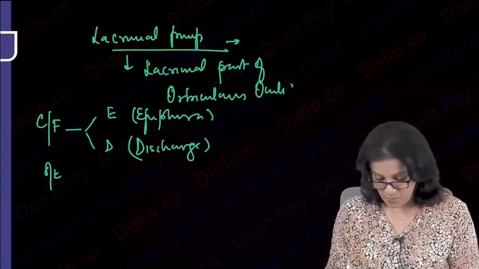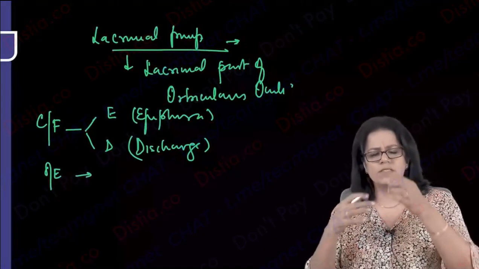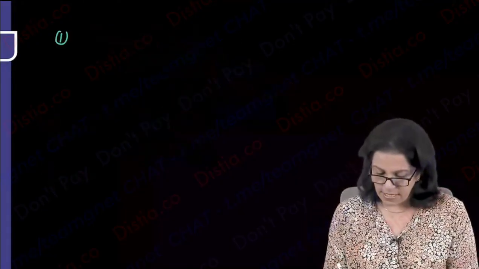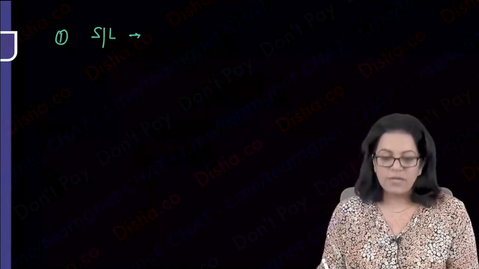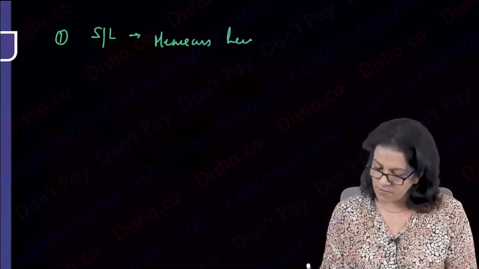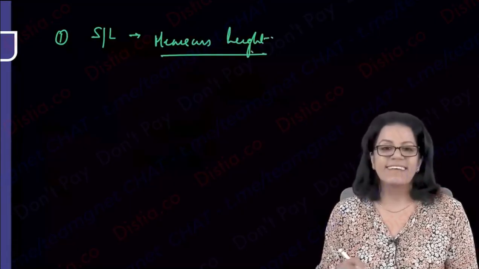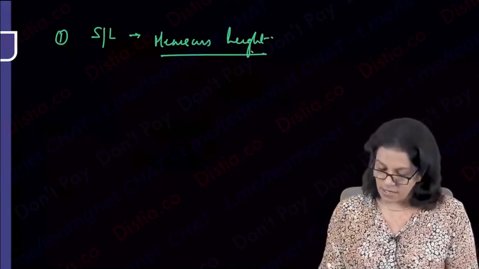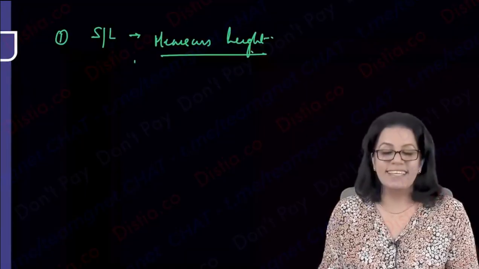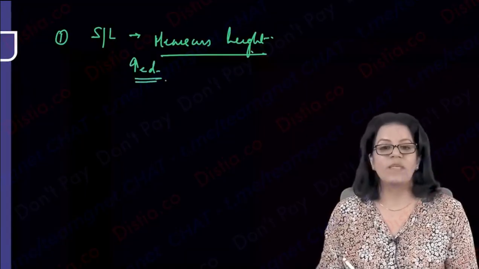So if this patient enters the OPD, you will see the eyes are always very watery. The first thing you can see under the slit lamp is the meniscus height of the tear film. When you look at the meniscus height of the tear film, what do you see? The lower meniscus height is increased if there is a lot of epiphora.